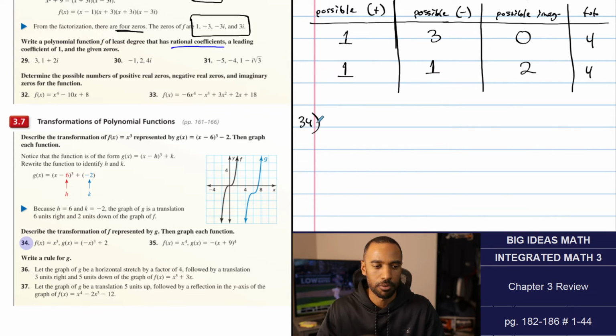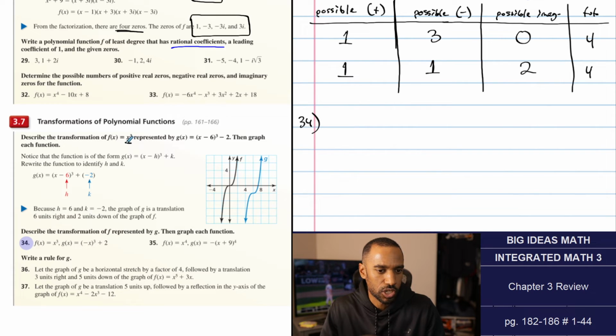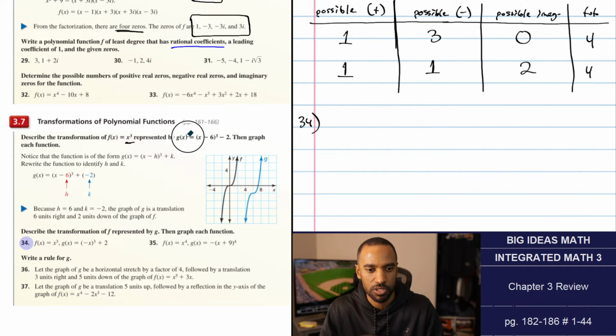But let's see what we got from the example. It says, describe the transformation of f of x equals x cubed, a parent function, represented by g of x equals x minus 6, quantity cubed, minus 2, then graph. Now this kind of looks like that vertex form that we know out of absolute values and quadratics, and you can achieve the same things here. It's not called vertex form for cubics though, because they don't have a vertex. They do have a center though.